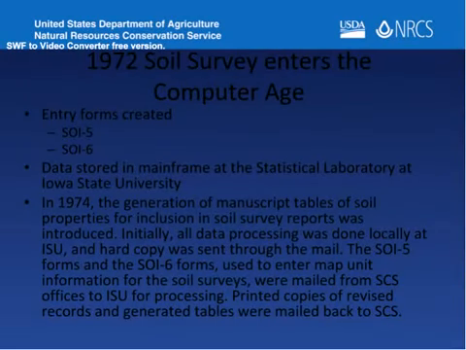Initially, all the data processing was done locally at ISU, and we sent hard copies back and forth between the offices and the Iowa State lab. The Soils 5 forms and the Soil 6 forms were used to enter the series information and the map unit information. And what we did was we created those forms, we mailed them over to Iowa State University. They input them into the mainframe.